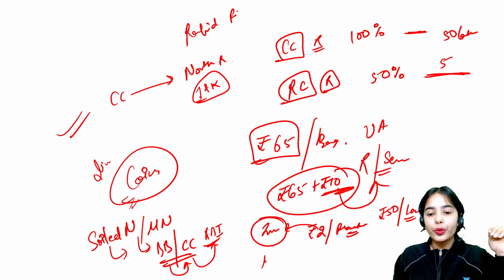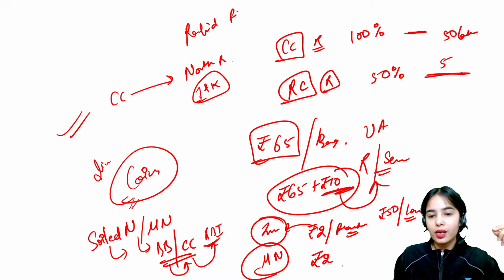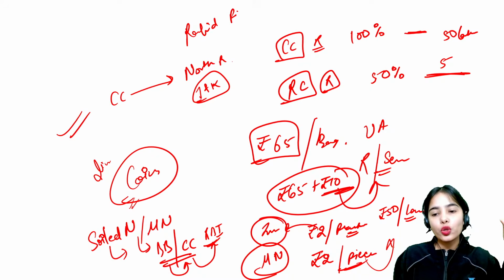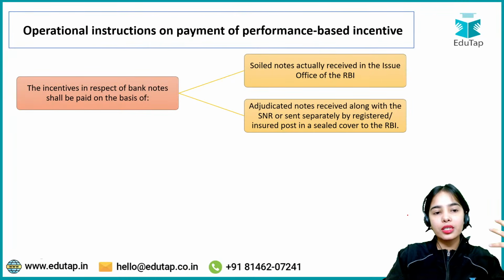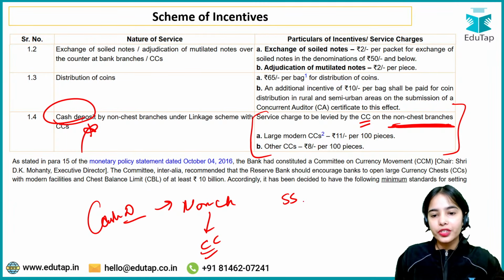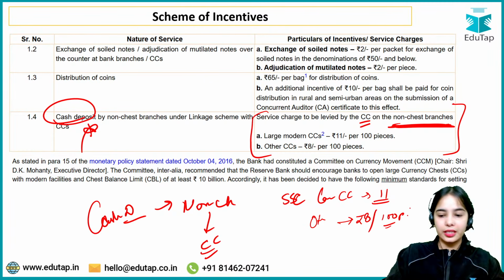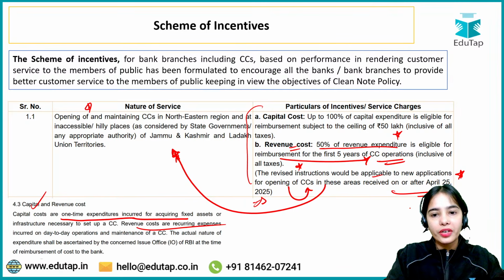Now, for the mutilated notes, what is the incentive? Anyone? Rupees 2 per piece. Not packet. Mutilated notes, rupees 2 per piece, and there is no such limit of denomination. Okay, so this is what we have discussed. The last point was the cash deposit done by the non-chest branches to the currency chest: what is the service charge by the large modern currency chest? It is 11 rupees per 100 pieces, and by the other currency chest, the service charge is rupees 8 per 100 pieces. This is the idea. Chalo, so this is what we have discussed.